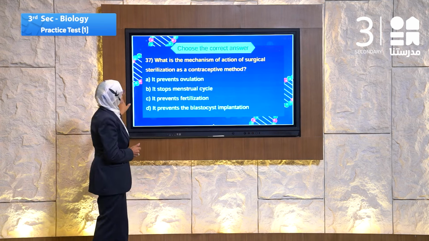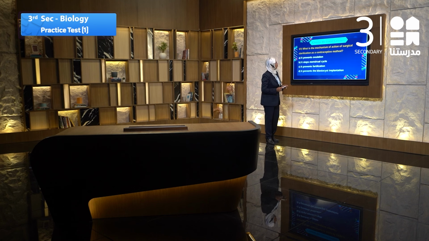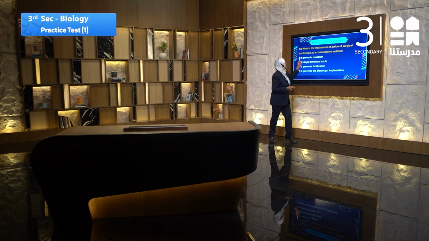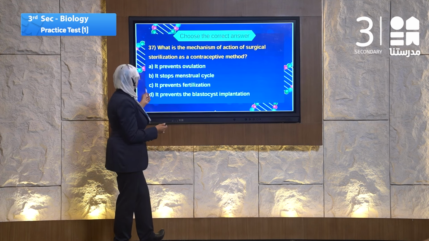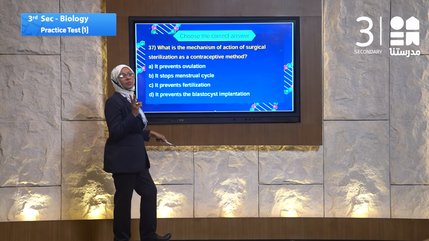Let's go to question number 37. What is the mechanism of action of surgical sterilization as a contraceptive method? Yes, let's think. It must be surgical sterilization. Surgical means wrapped and cut. That means we must choose one of these four with 2 marks.